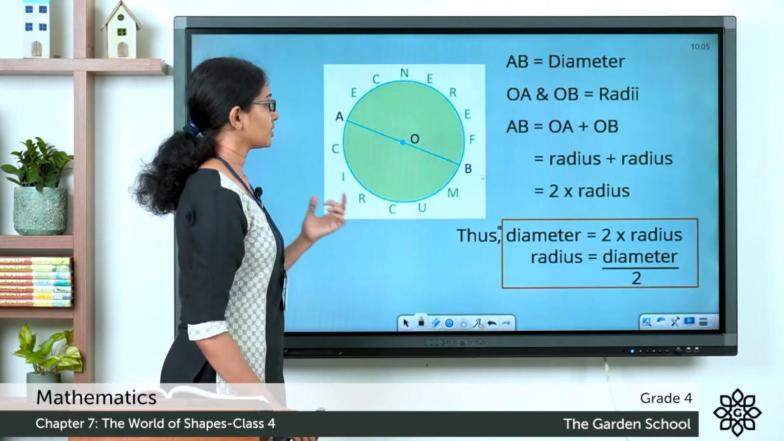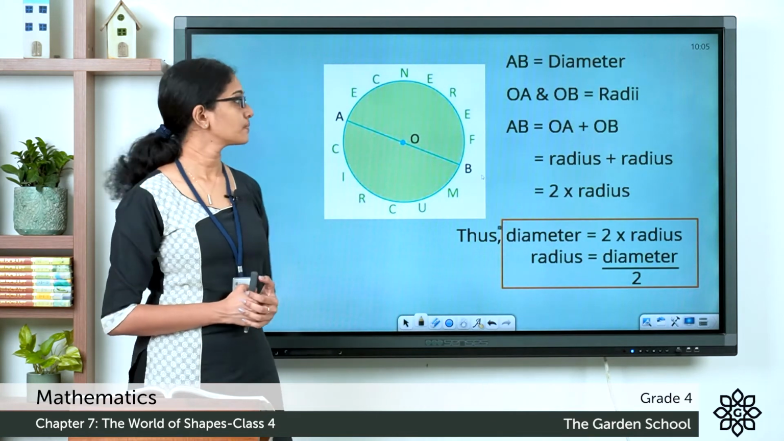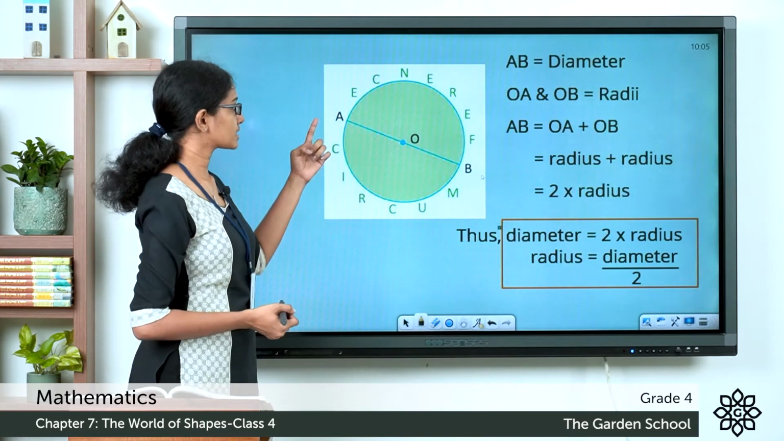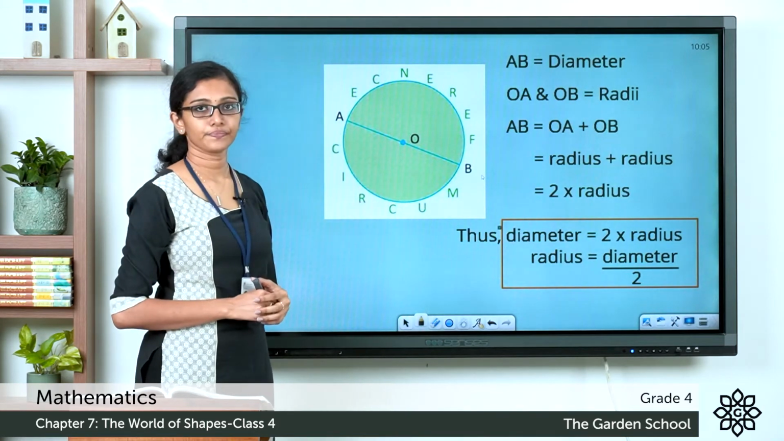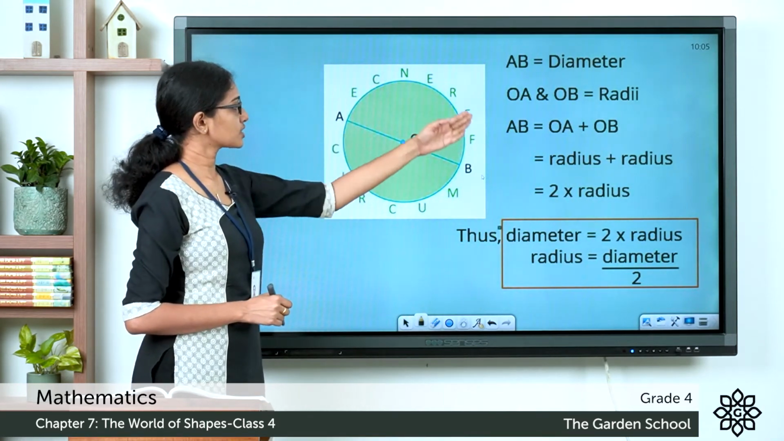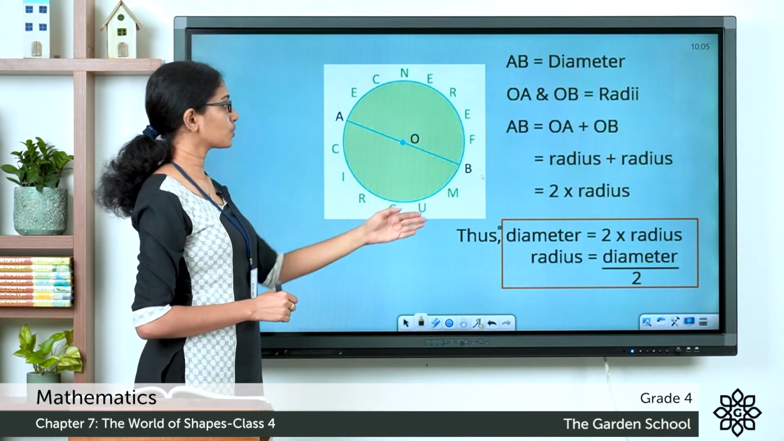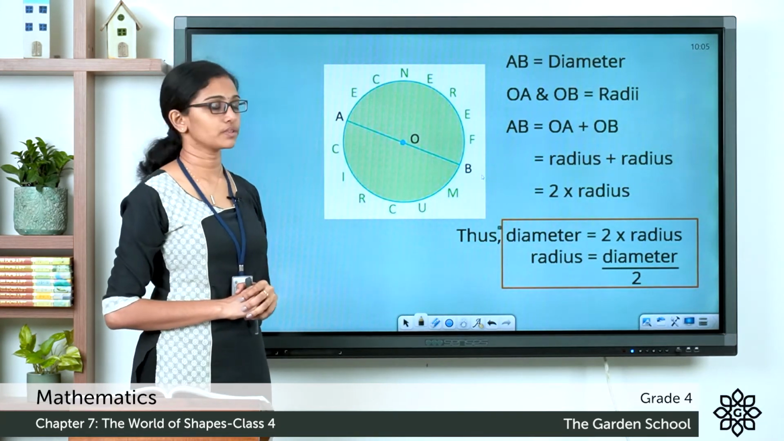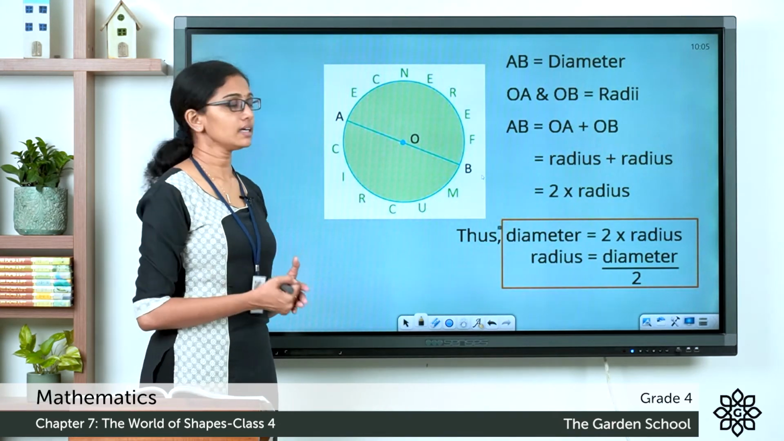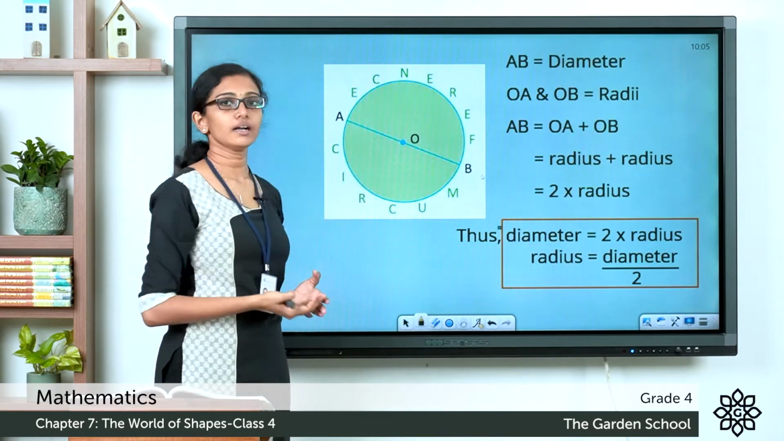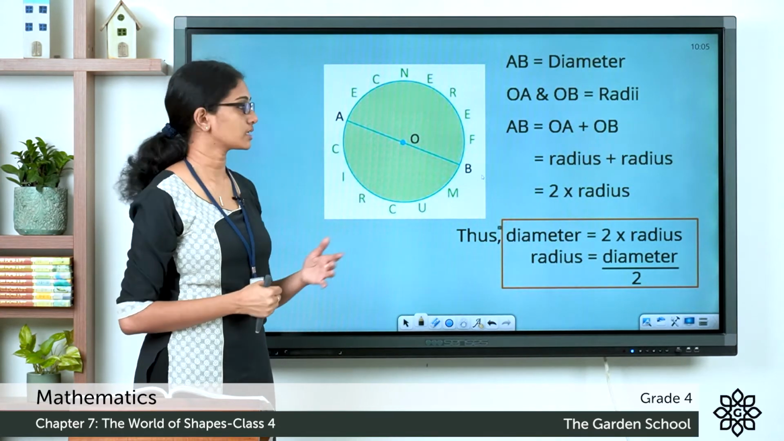Now, look at this figure given here. You see this circle has a center O and there is this diameter AB and we can see the circumference on the boundary. The length of the boundary is the circumference of the circle. Here the line segments OB and OA are the radii of the circle.